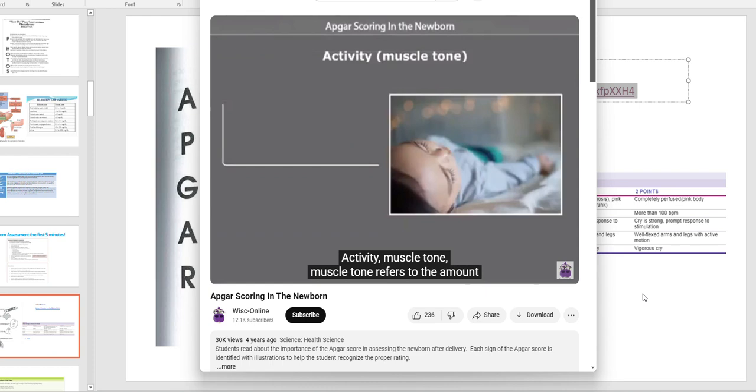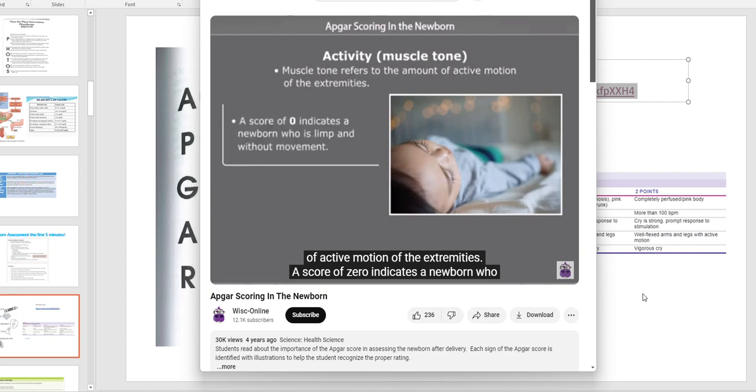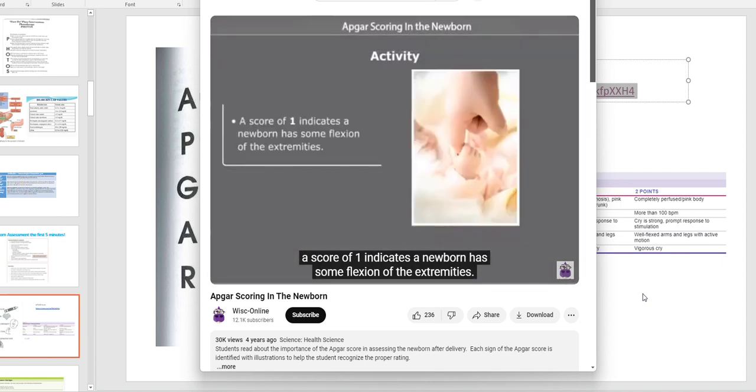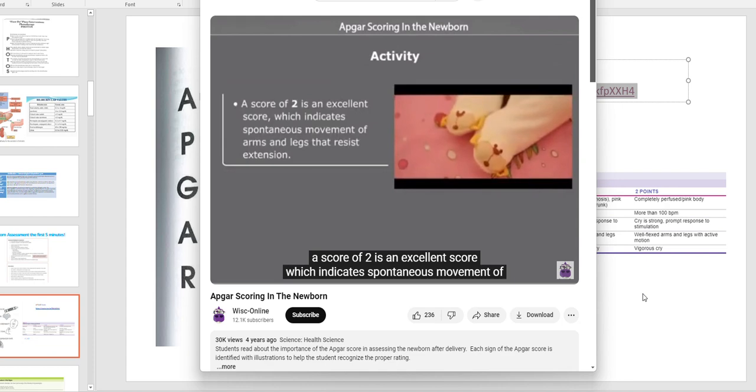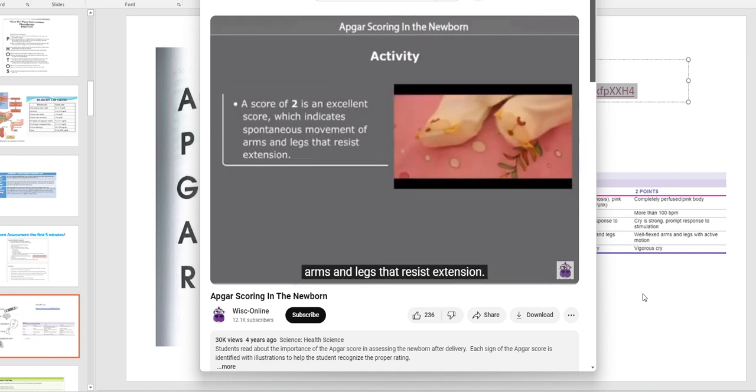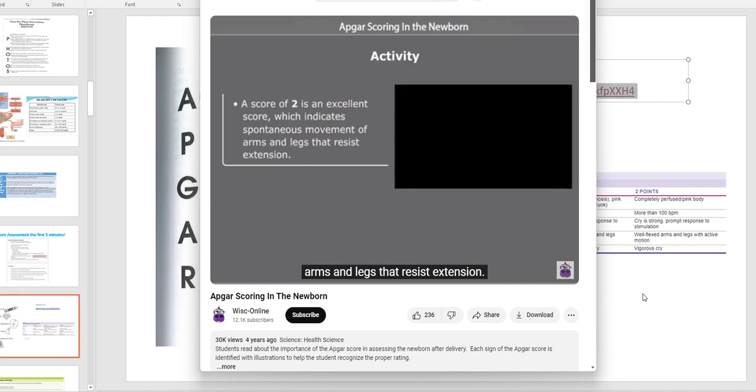Activity, muscle tone. Muscle tone refers to the amount of active motion of the extremities. A score of 0 indicates a newborn who is limp and without movement. A score of 1 indicates a newborn has some flexion of the extremities. A score of 2 is an excellent score, which indicates spontaneous movement of arms and legs that resist extension.